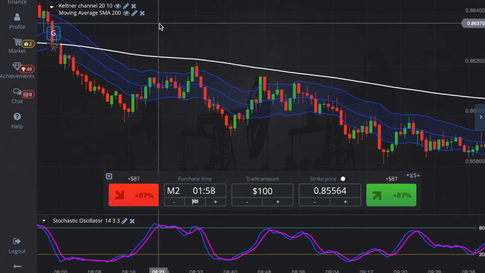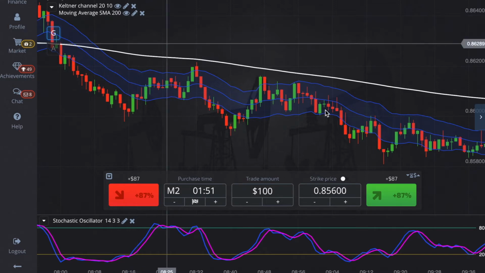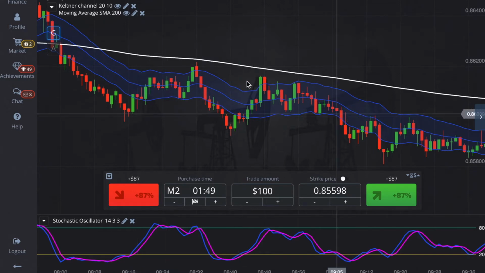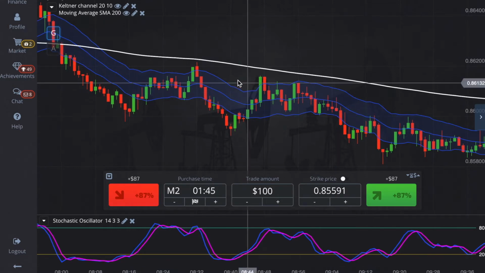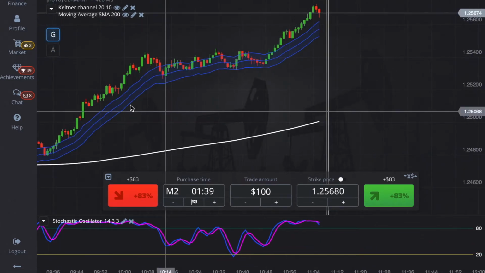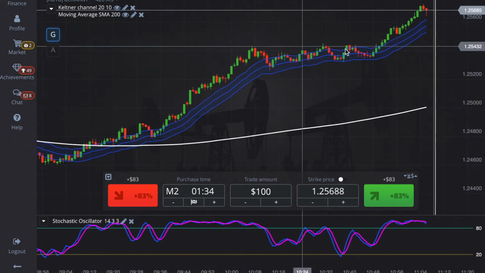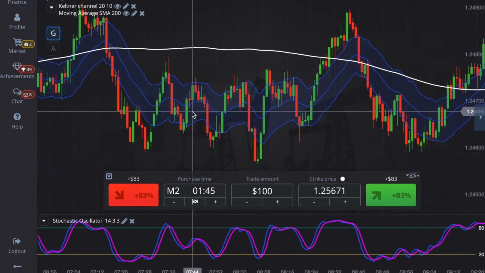Now, the reason I set the moving average at 200 is because it's going to give you a nice long-term trend. And when the candles are consistently below the 200 moving average, that means we're in a downtrend. Here's an uptrend, right? You can see that the candles are consistently above the 200 moving average. That means we're in an uptrend. It doesn't last forever, right? Eventually, it's going to break out.